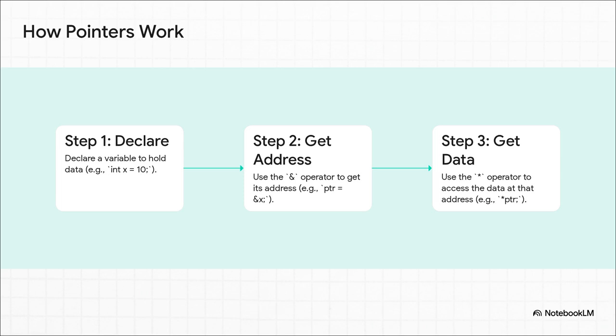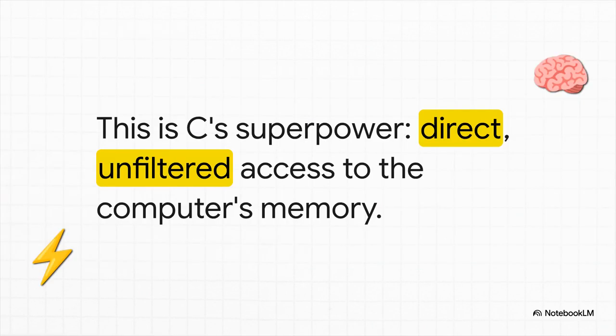And finally, whenever you need that data, you just use the asterisk symbol to follow that address and grab whatever's inside. It's literally like having a direct key to any location in the computer's memory. And that right there is the core of it all. This direct, unfiltered access to memory is C's superpower.